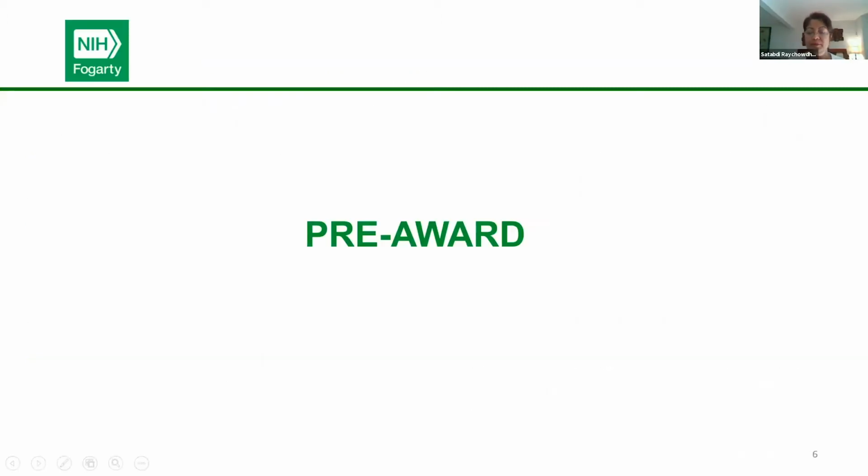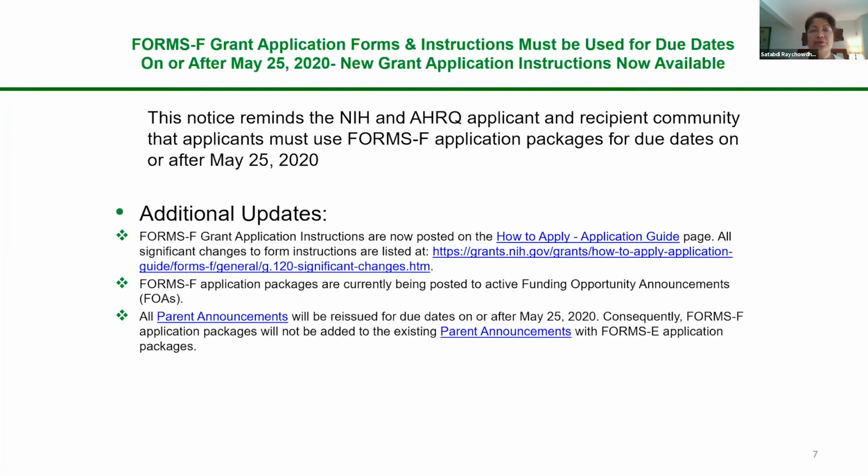Hello. So I'll go over the pre-award process. As of May 25th, 2020, the new grant applications must be submitted in the new set of forms, and those are Form F in grant application forms. Basically, the applications that are coming for you guys, you will be using the Form Fs. The notice reminds NIH and AHRQ applicants and recipients that applications must use Form F application packages for due dates on or after May 25th, 2020.